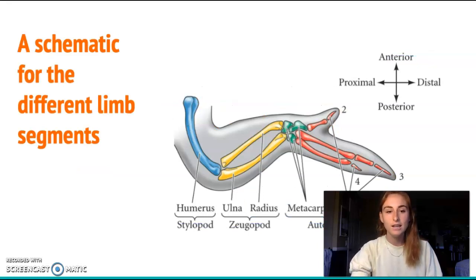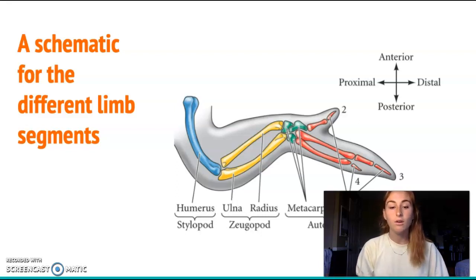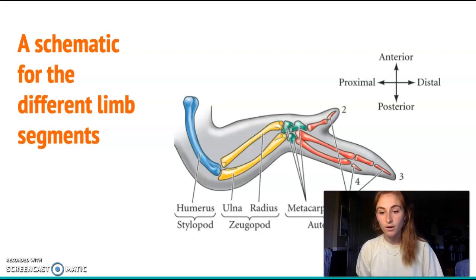So our first slide, we're going to be talking about what proximal and distal mean and how they relate to the developing limb. So proximal is the closest to the body and distal is the farthest away, and the limbs grow from proximal to distal. Now, the stylopod, zeugopod, and autopod are three different subsections of the limb that are going to be very important for this paper.